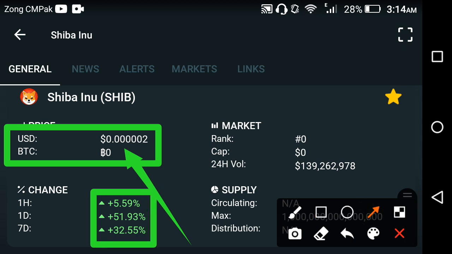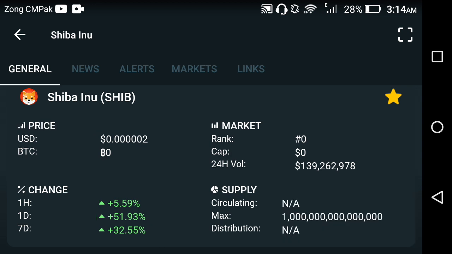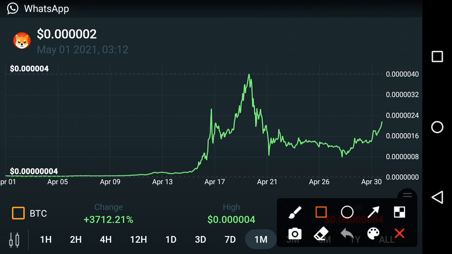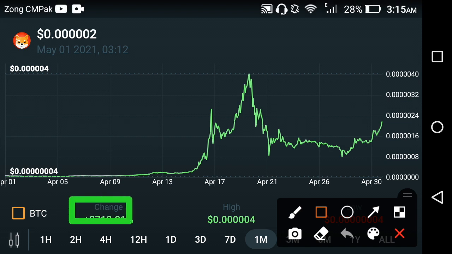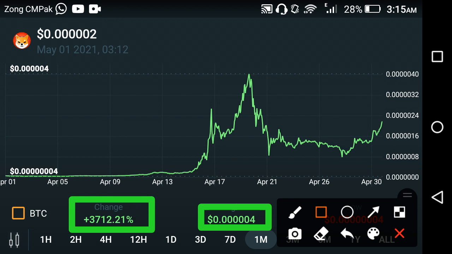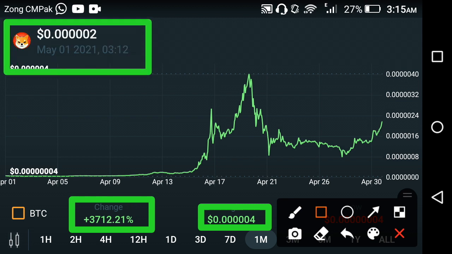The whole change is positive, friends, so that means the previous period was a good period for Shiba coin. For more details, let's see the price prediction chart. As you can see, that is the last one month price chart, I mean the April price chart of Shiba coin. If we look at the price change, positive 12.21% change occurred in Shiba coin, and the highest price is about 0.0004 USD dollar. And now the current price, as you can see here, is 0.000002 USD dollar, friends.